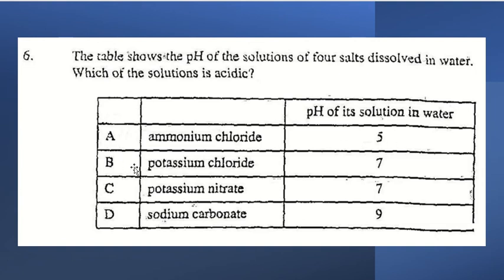5. Potassium chloride, the pH of its solution in water is equal to 7. Potassium nitrate, its pH is 7. Sodium carbonate, its pH is 9. So what is the answer? First look at this.